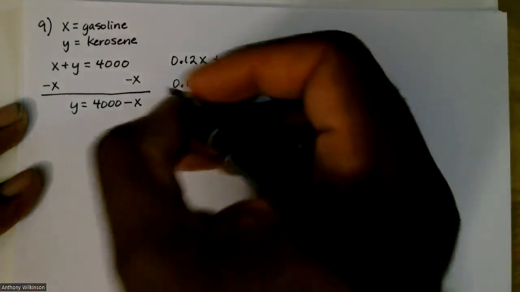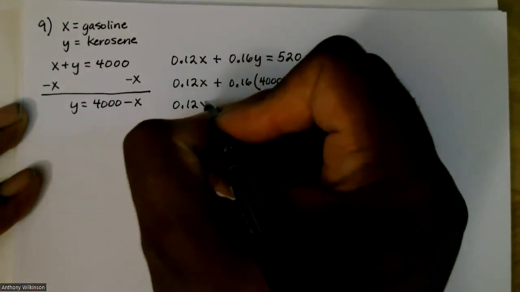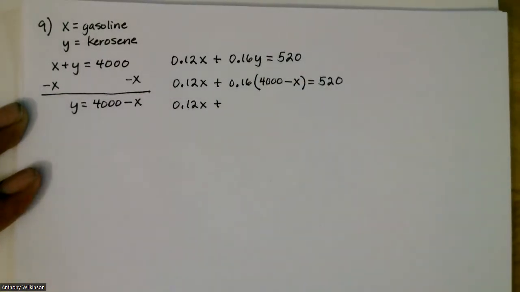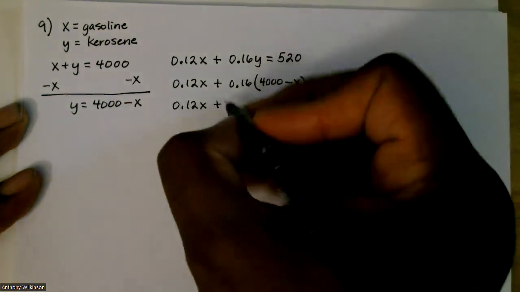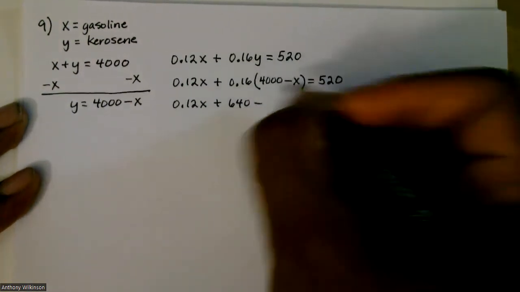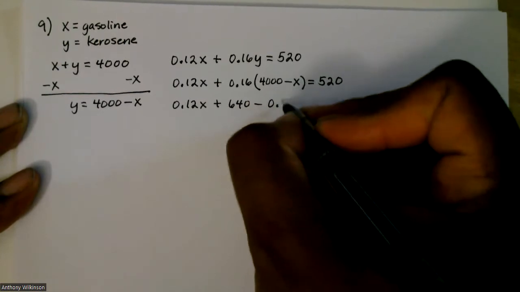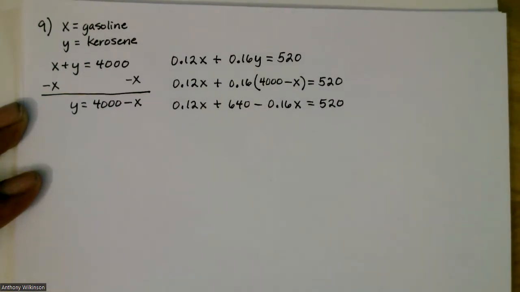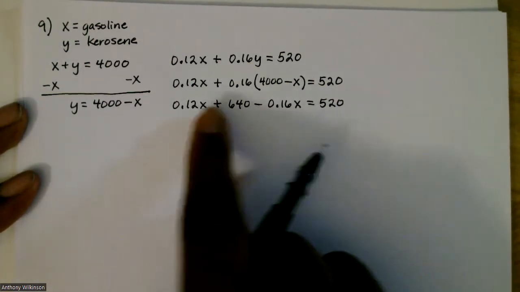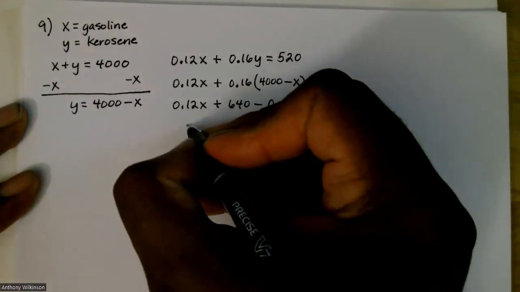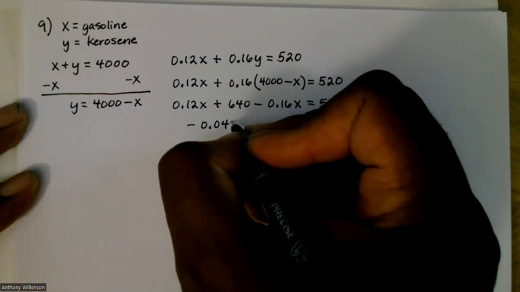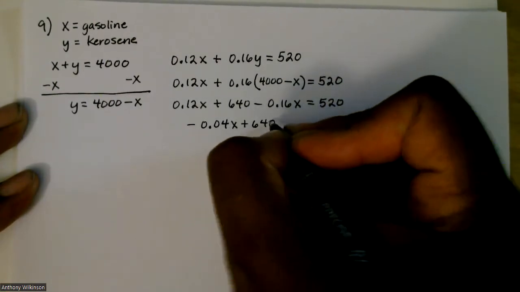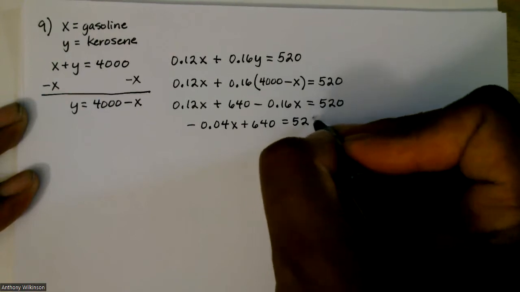And now let's simplify this. 0.12X, distribute the 0.16. Well, let's see, 0.16 times 4,000. That would be 640. And then minus 0.16 times X will be 0.16X, equaling 520. And then combine like terms here, 0.12X minus 0.16X would be negative 0.04X plus 640, equaling 520.